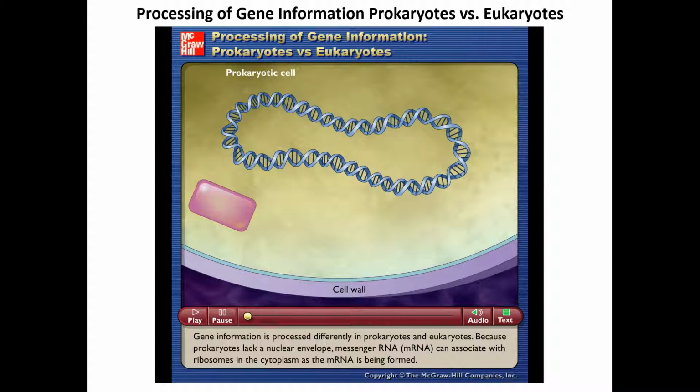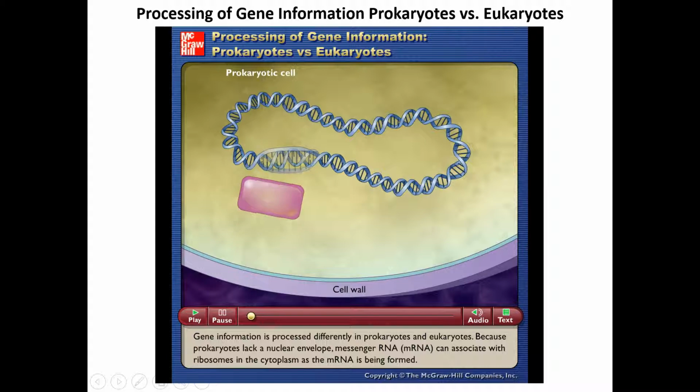What are the big events that are taking place? What are the big players that are involved? What are the steps? What's occurring in each step? And then comparing and contrasting transcription and translation between prokaryotic and eukaryotic cells. Like, what are the differences? Okay.